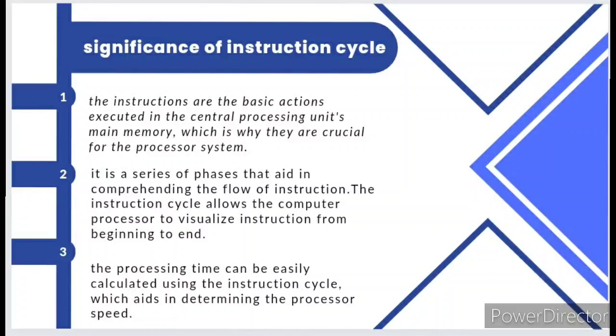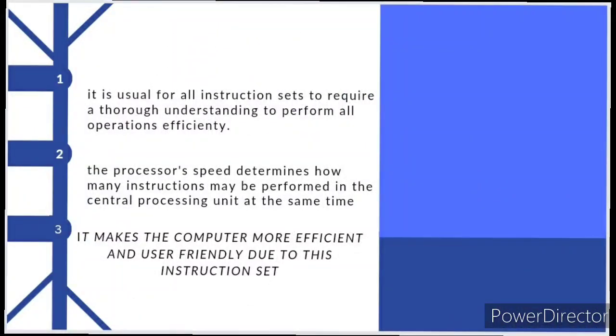The processor time can be easily calculated using the instruction cycle, which helps us to determine the processor speed. Now, it is usual for all instruction sets to require a thorough understanding to perform all operations efficiently and with least error. The processor speed determines how many instructions may be performed in the central processing unit at the same time, which helps us to determine how good the processor is. It makes the computer more efficient and user friendly due to this instruction set.